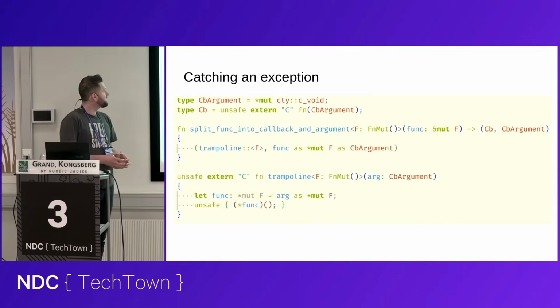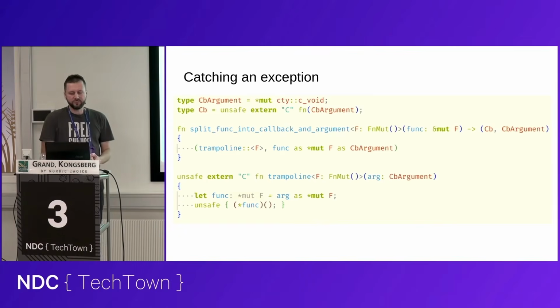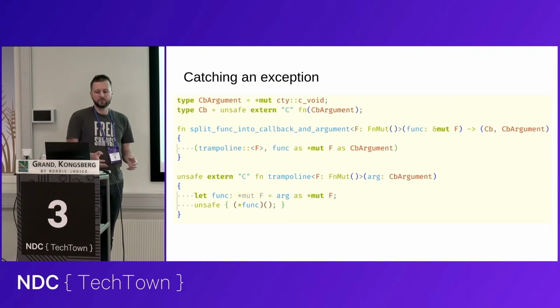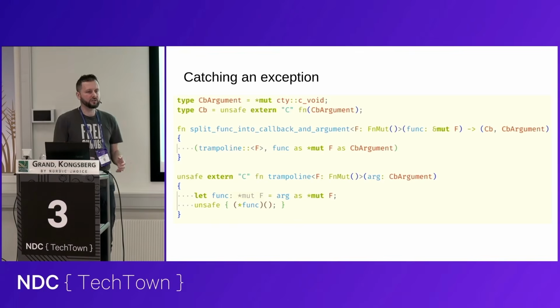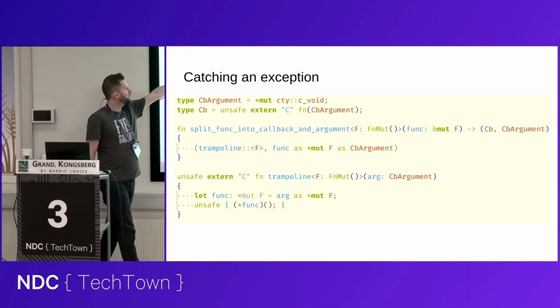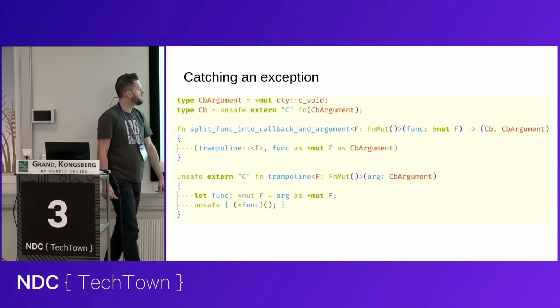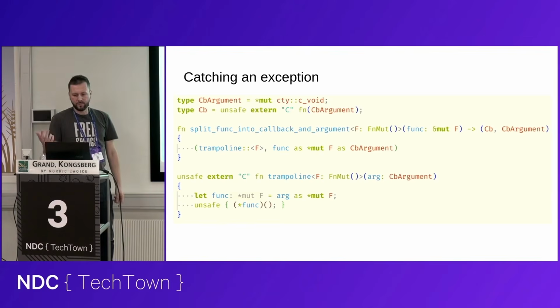And this is the Rust side. I was forced to revisit this piece of code for this talk, and to be honest, I still don't fully understand it, but I'll show it to you nevertheless. So apparently, in Rust, if you have a pointer to a closure or a reference, it's actually a pointer to the data for that closure. So essentially, the piece of the scope that the closure is over. And what this function, split func into callback and argument, does is two things.